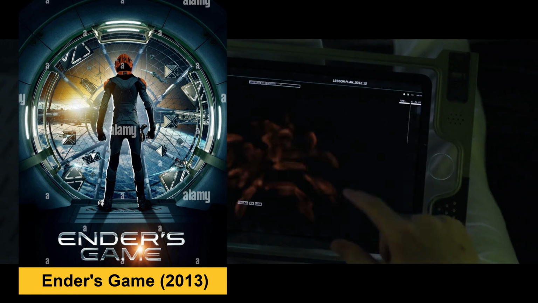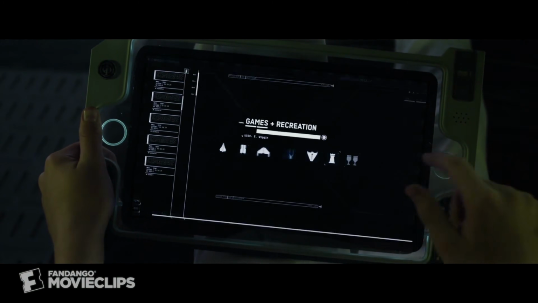To make adaptive learning easier to understand, science fiction can be a great way to imagine what the future might look like.